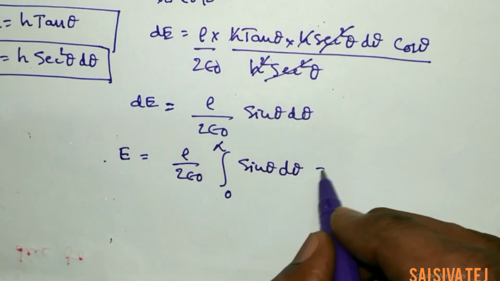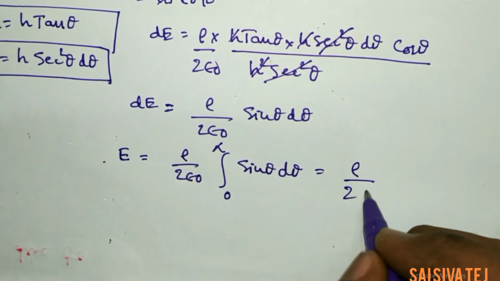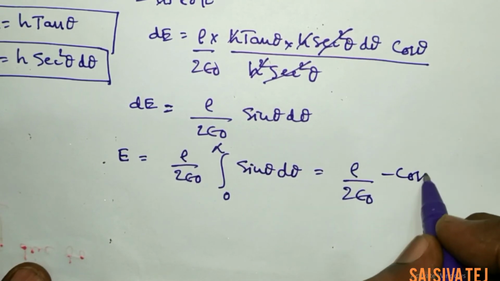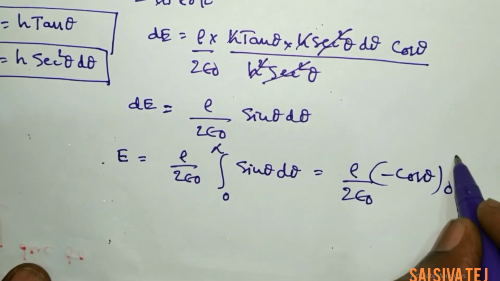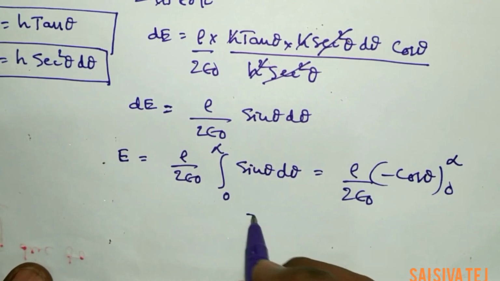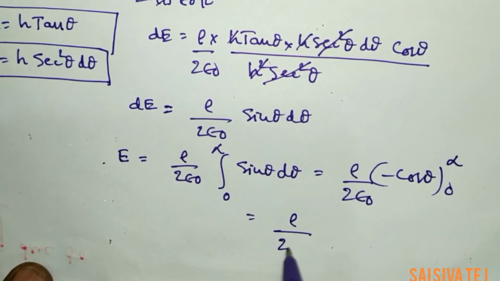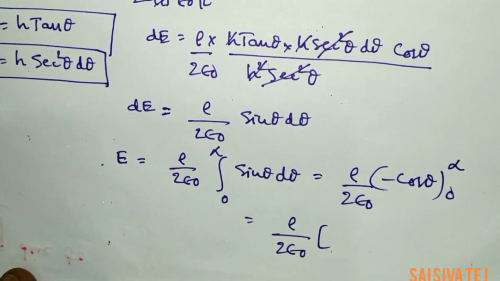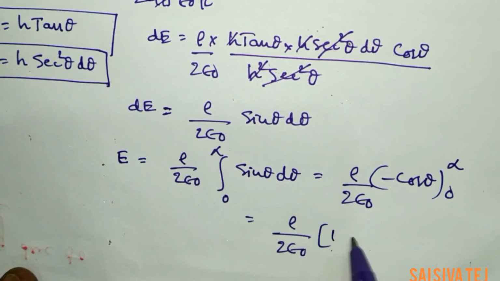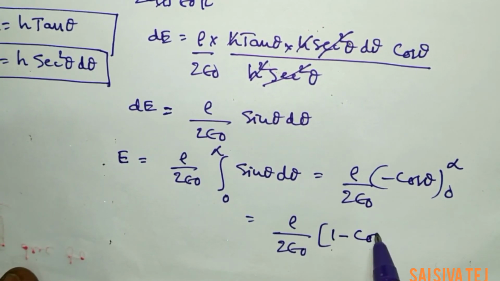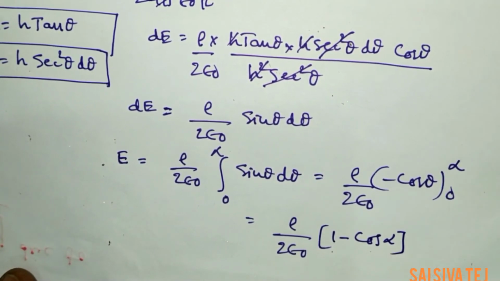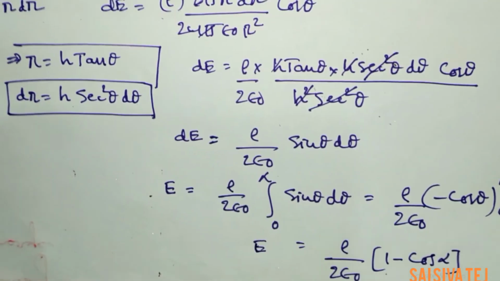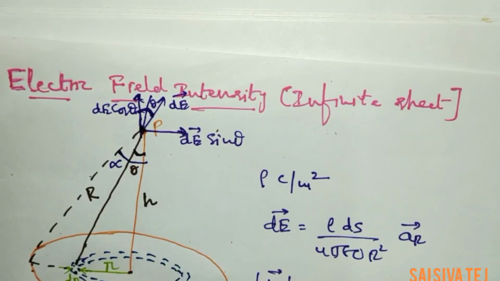So this is going to give us rho by 2 epsilon naught, and the integral of sin theta is minus cos theta between the limits of 0 to alpha, and this is equal to rho by 2 epsilon naught multiplied by 1 minus cos alpha. This is what we are going to get as the electric field intensity at the point P because of this circular disk.